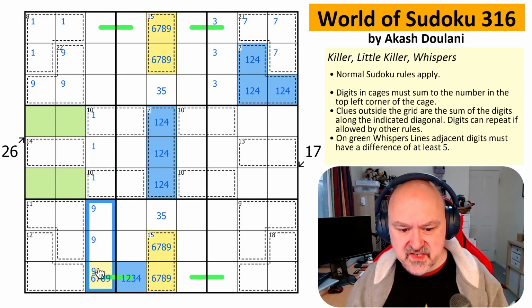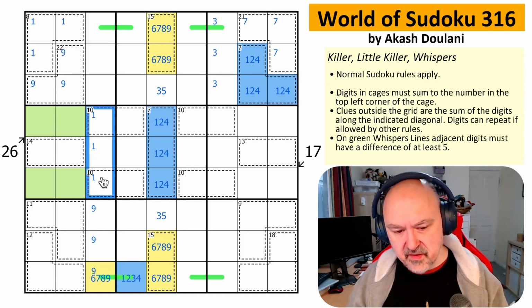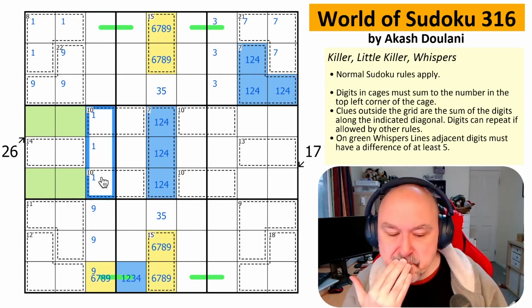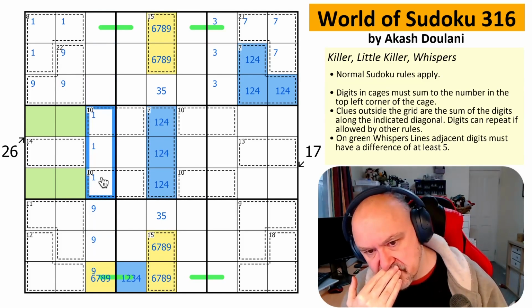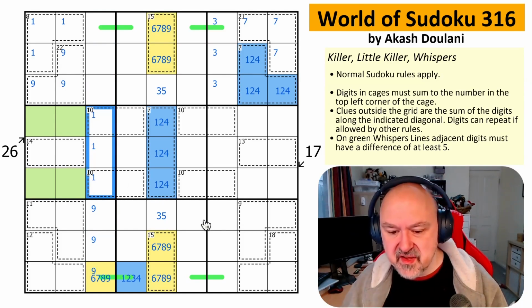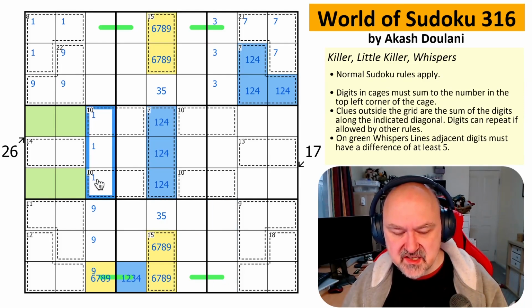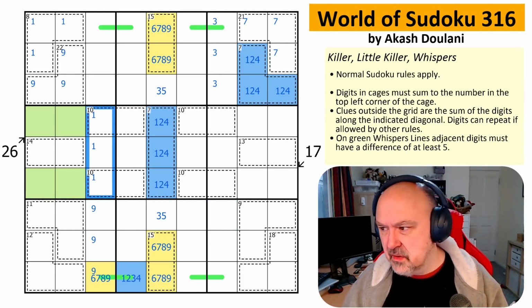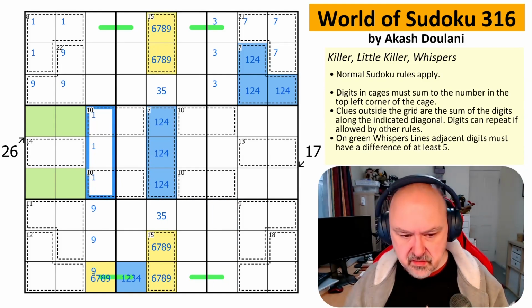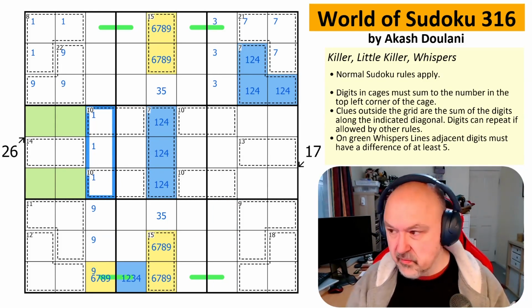Which I could have got by just adding that and subtracting from 45. So maybe I need to do that over here. So this is an 8 cage. So I'm going to make a note of that. So box 4 equals 8.